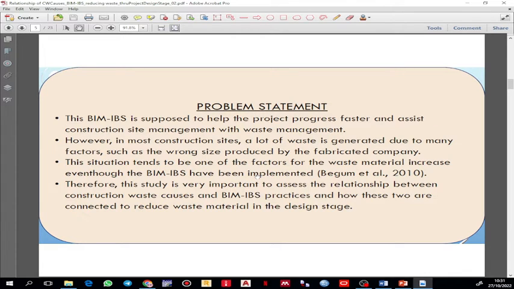However, in most construction sites, a lot of waste is generated due to many factors, such as wrong sizes produced by the fabrication company. This situation tends to be one of the factors for the waste material increase, even though IBS has been implemented. Therefore, this study is very important to assess the relationship between construction waste costs and BIM IBS practices, and how these two are connected to reduce waste material at the design stage.